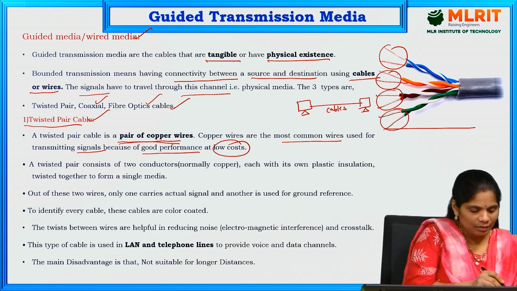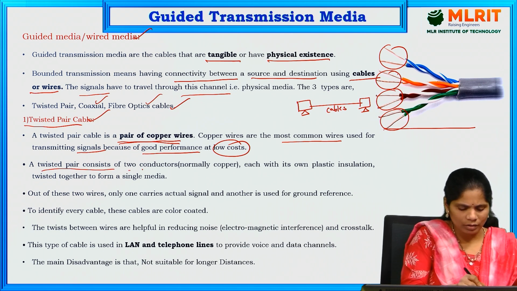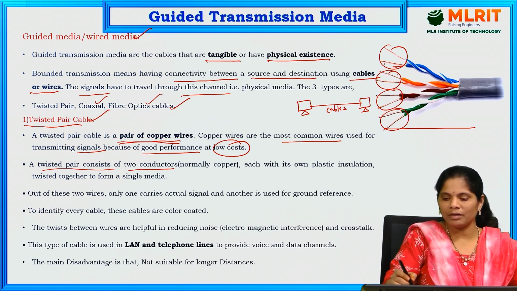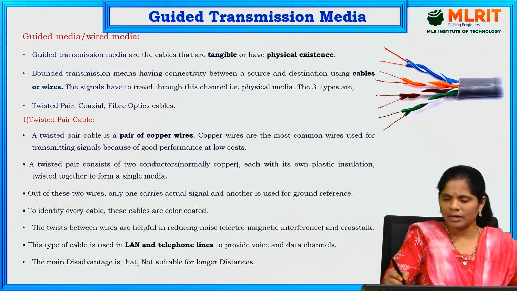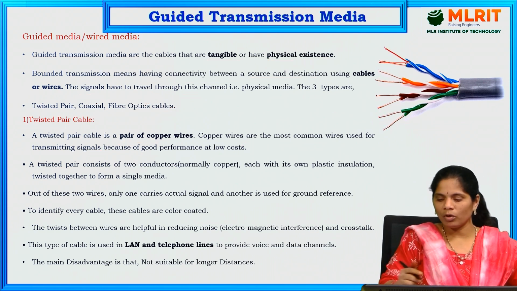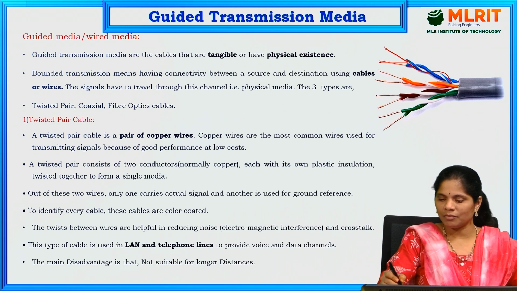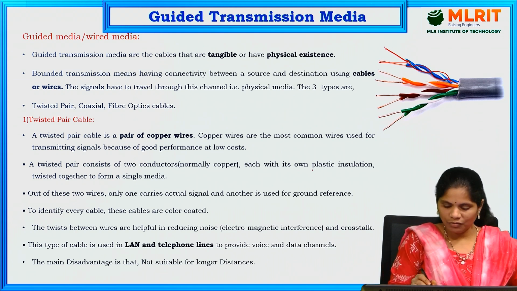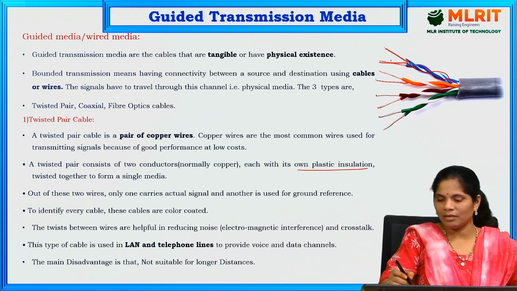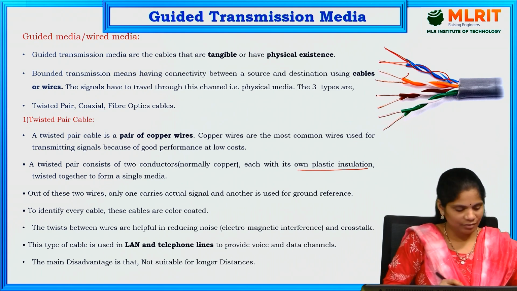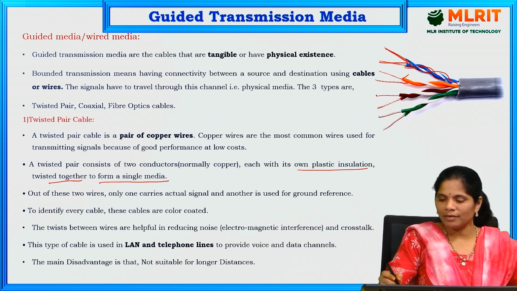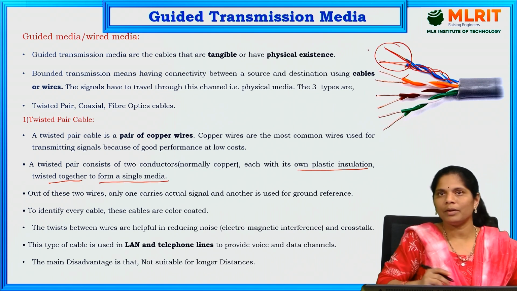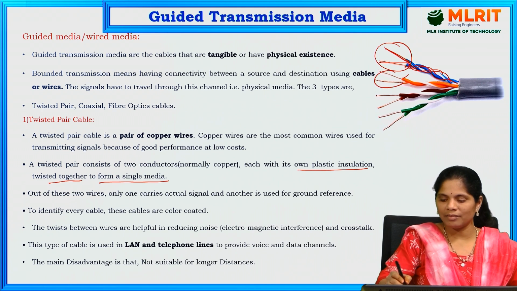At the same time, the twisted pair consists of two conductors. So this is the twisted pair cable. See, this is one conductor, this is one conductor. This is going to be twisted. This is nothing but the twisting. Each conductor has its own plastic insulation. And next, they are twisted together to form a single media. These two are twisted like this, right? This total is called a single media.